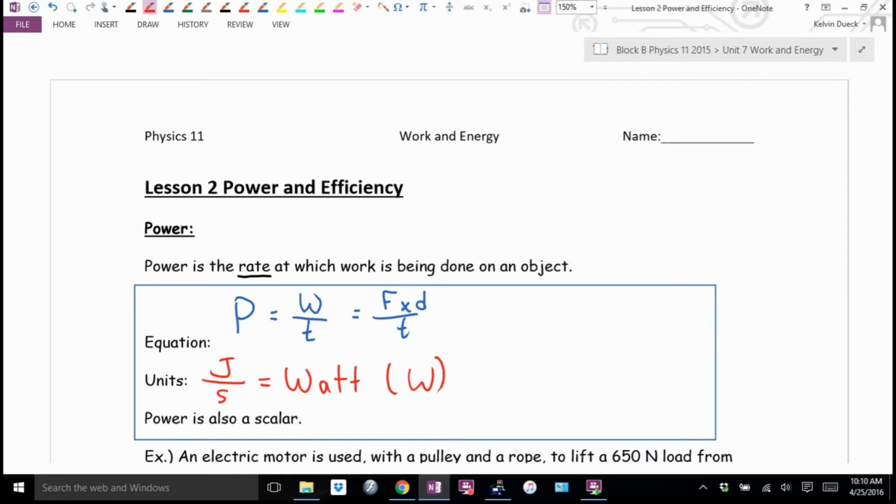Power is also a scalar. What that's going to mean, again, Kareem, is our equations get much nicer too. Okay?